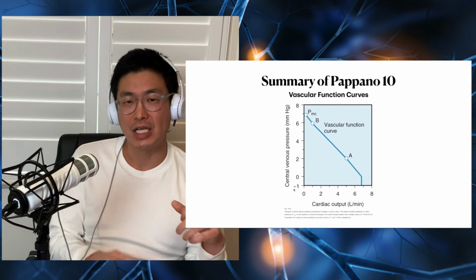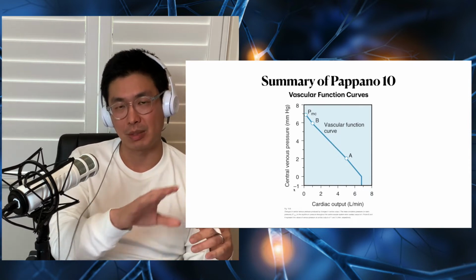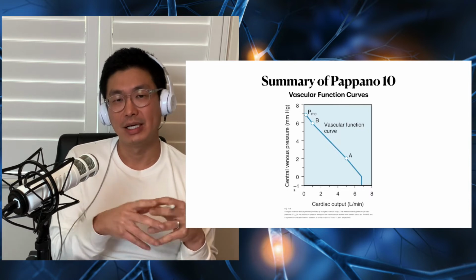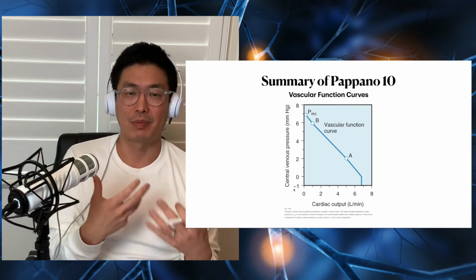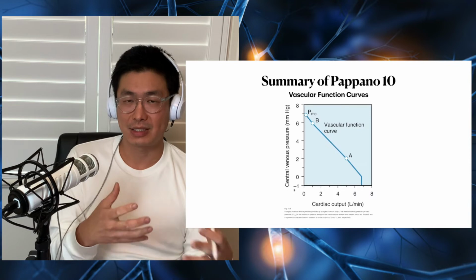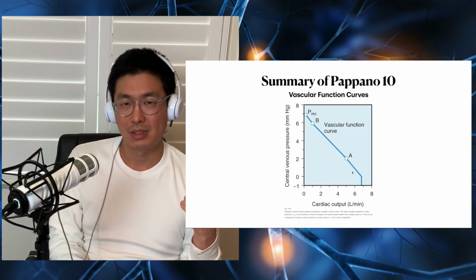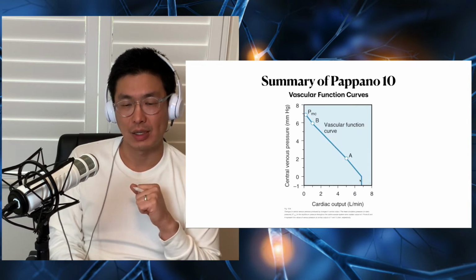This idea that as you increase cardiac output, so as you increase the pump that drives blood on the left-hand side, it's actually sucking blood from the right-hand side. And as it sucks more blood, this is why the pressure drops. But it drops to a point where, at this point here, that's when it starts plateauing.